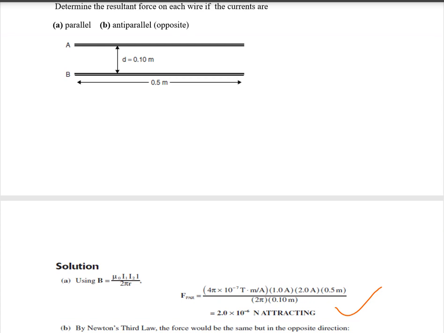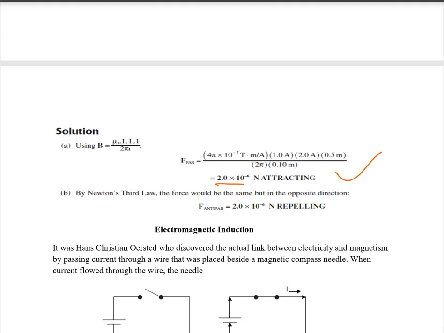As you see, whether the force is attractive or repulsive, you can determine depending on what? If they are parallel or anti-parallel. When we say parallel, the currents flowing through them are in the same direction, and if they are anti-parallel, the currents flowing through them are in opposite directions. Therefore, the magnitude is similar, but if they are flowing in the same direction, there is an attraction force. If they are flowing in opposite directions, there is what? A repulsive force.